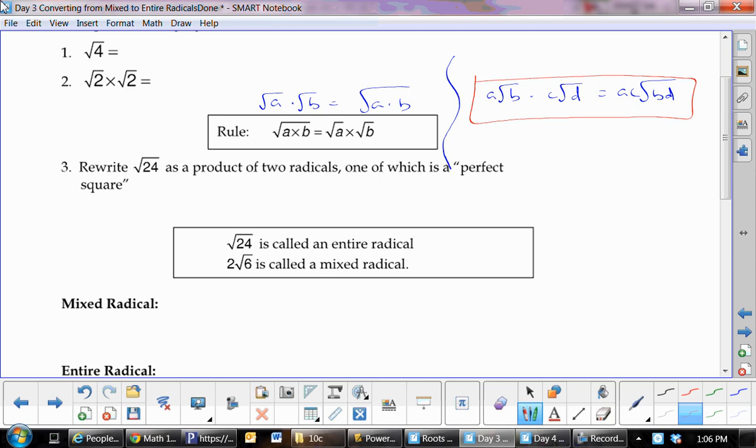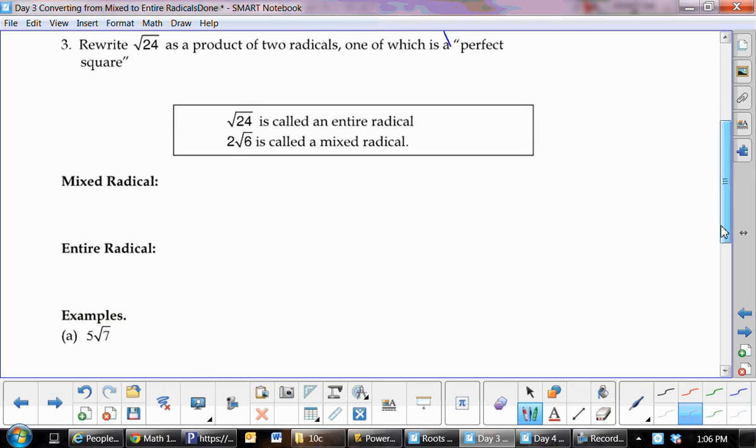You know how I can get B out? If B is a perfect square. I could get D out if it was a perfect square. We're going to talk about all that. So here are 2 examples. This is called an entire radical. That is a mixed radical. A mixed radical or an entire radical: with an entire radical, everything is in the house.